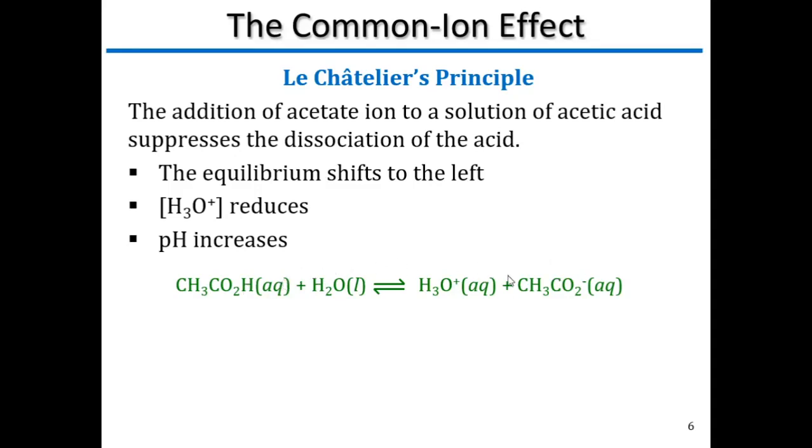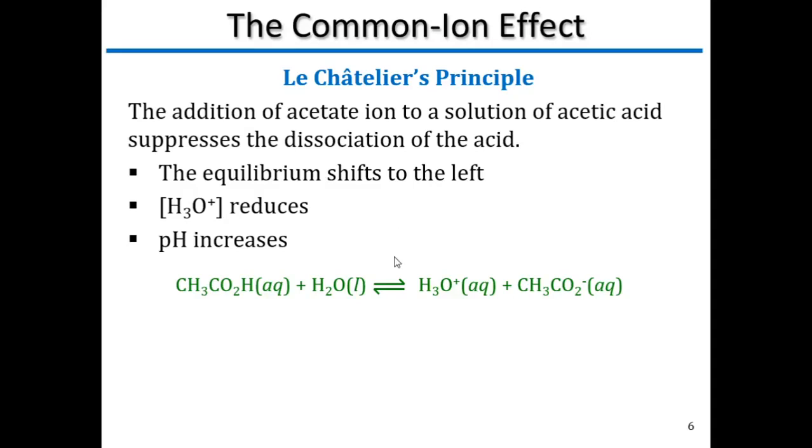So we're suppressing the ionization. In other words, we're suppressing the formation of products, or in other words, we're shifting the equilibrium to the left. We're suppressing the dissociation of the acid by adding more of a common ion. So the equilibrium is going to shift to the left. We're going to have less H3O plus as a result, and therefore we're going to have a higher pH.